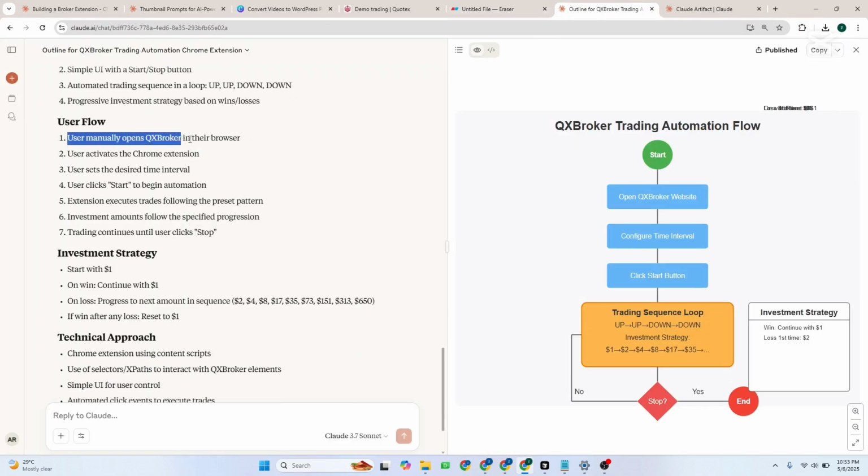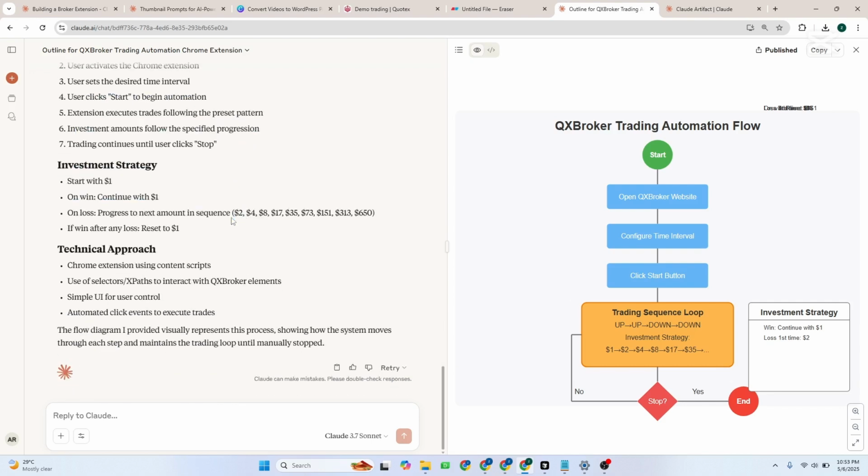The user manually opens the QX broker. The user activates the Chrome extension. The user sets the desired time interval. The user clicks on start to begin automation. The extension executes trading based on the preset pattern and then the investment amounts. And you can see the investment amounts are like this. So there is $1 from the starting. It will open with $1, and if it gets a profit, it will again start from $1. Otherwise, if it gets a loss, it will double up the original investment and open the next trade in case of loss. Okay, so that's how it works.